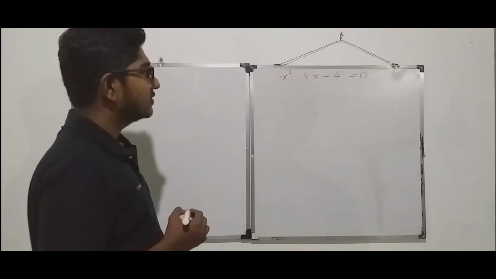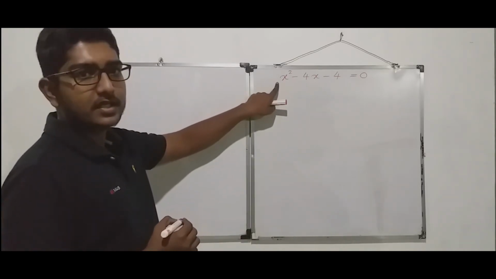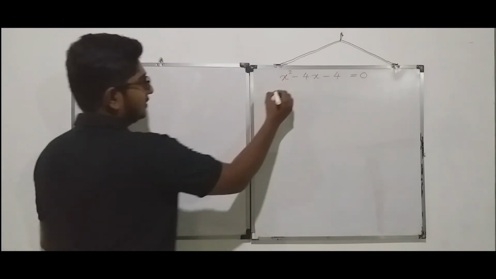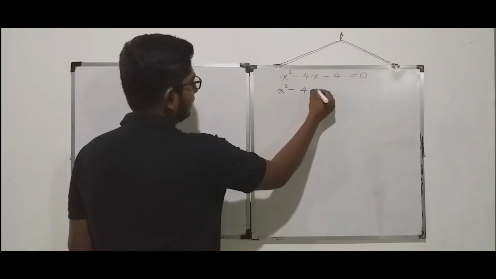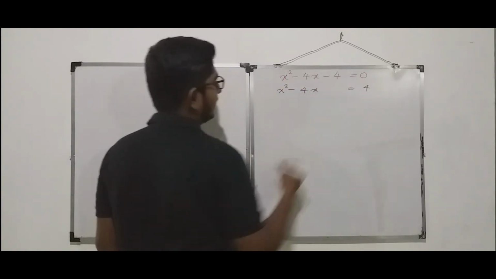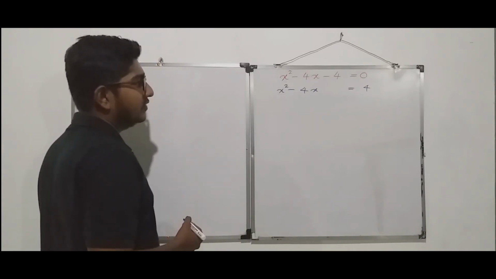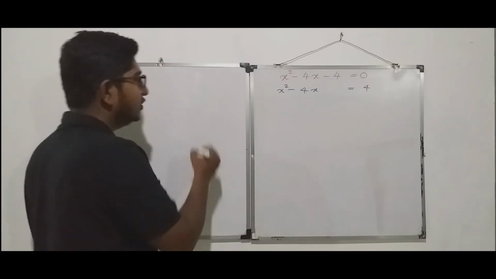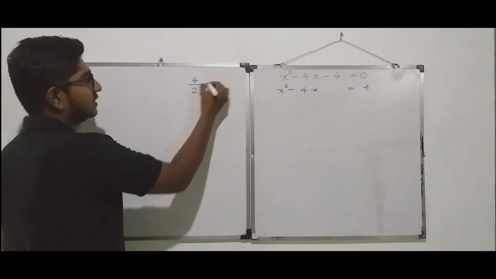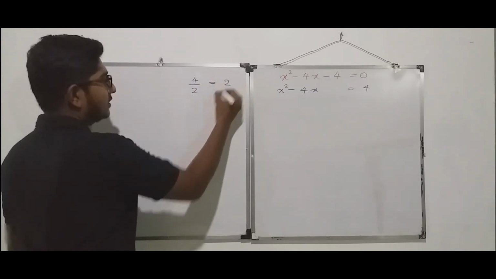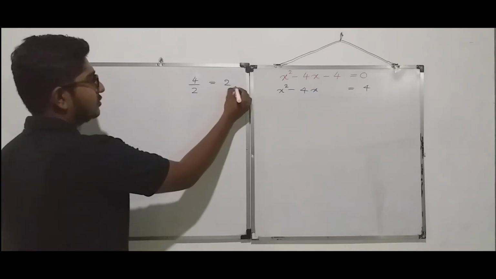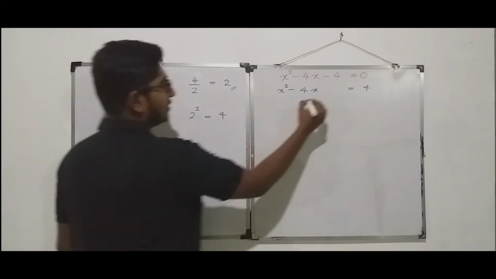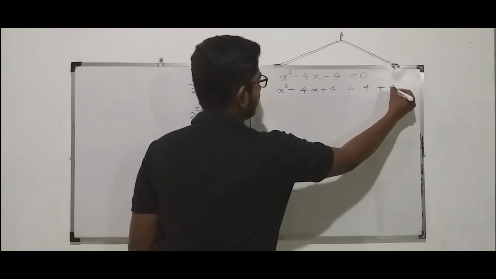In that method, first we have to make the coefficient of the x squared term plus 1. In this equation, it is already plus 1. The next step is to shift the constant term to the right hand side. It becomes plus 4. Then we have to take the numerical value of the x term and divide it by 2. Divide the constant in front of x by 2. We get the answer as 2. Then we have to take the square of it. It is 4. We have to add this value to both sides.